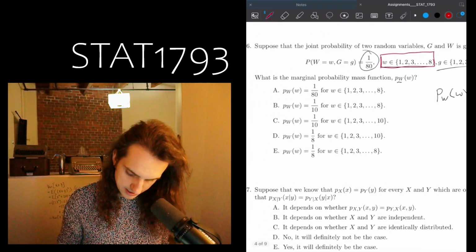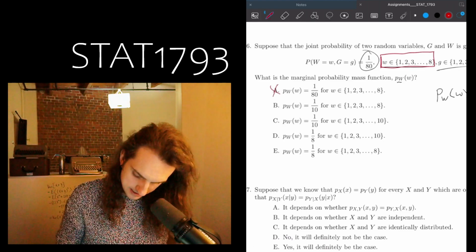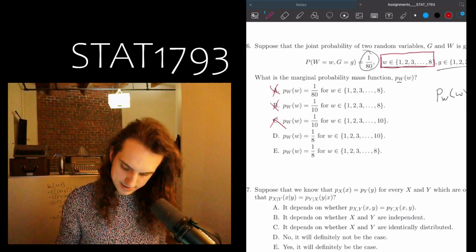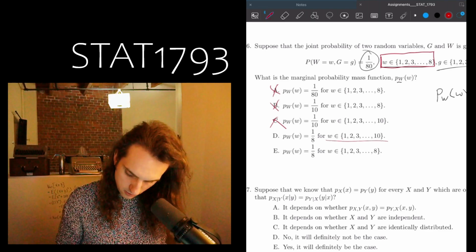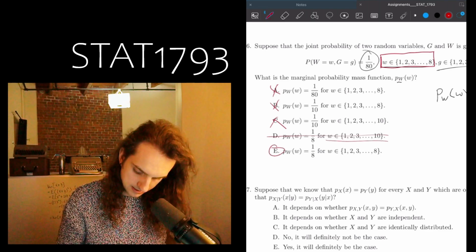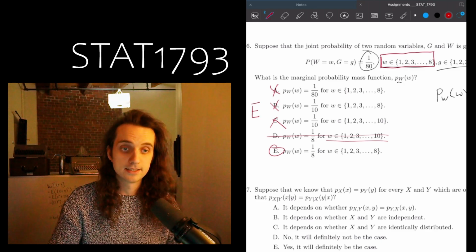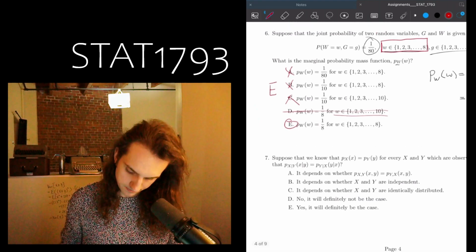And so if we take a look here, is it 1 over 80? It is not. Is it 1 over 10? It's not. It's still not 1 over 10. So it's going to be one of these last two. Is w in 1 to 10? Nope. So then E is going to be our correct answer. The probability mass function is 1 over 8 for w in that range.